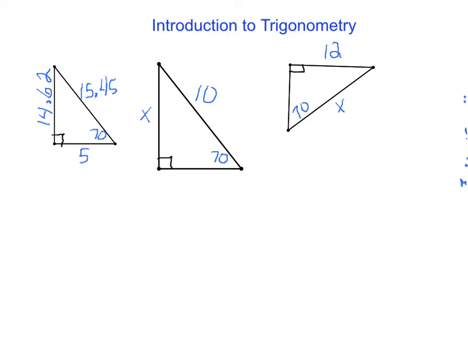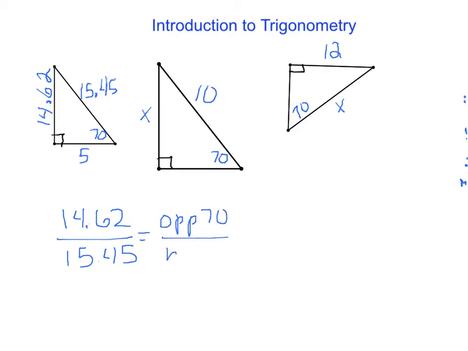Okay, so here I have set up a little example. This is a triangle, and I've made sure that the numbers all work with the Pythagorean theorem. So what I know is that if I'm at 70, the opposite to 70 is 14.62, and the hypotenuse is 15.45. That was the opposite of 70 over the hypotenuse. So this triangle is going to have the same relationship.